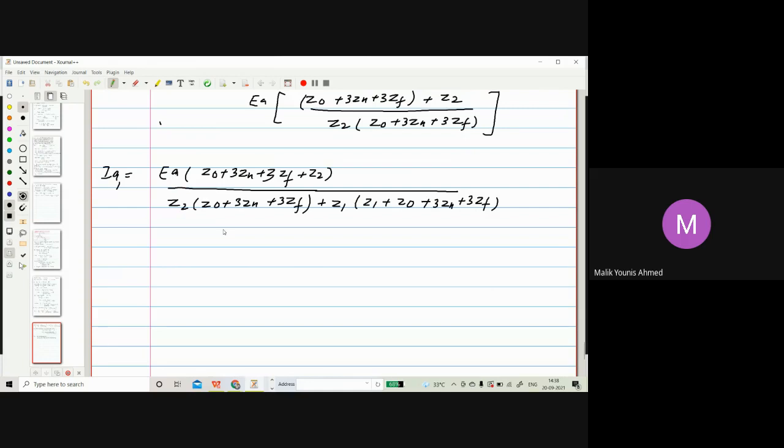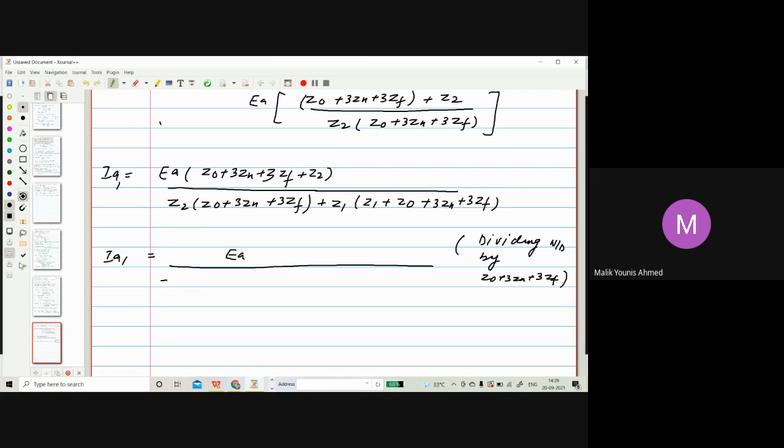Okay. So this much we have got. So IA1 we can write down. We can take this EA on the top. Now we'll divide everything, numerator and denominator, by what? By Z0, 3Zn plus 3Zf. If we divide it, the numerator will become EA.